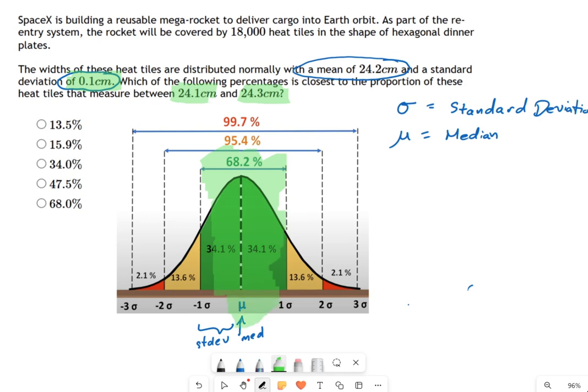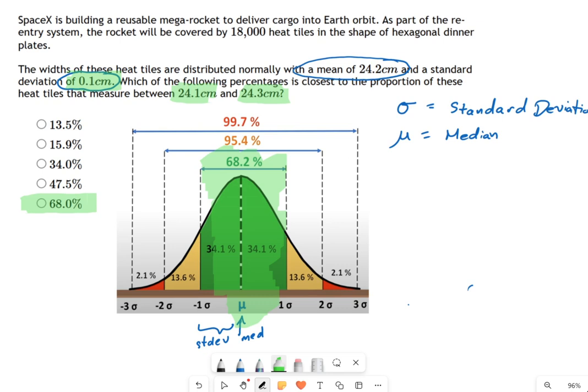This problem is working right here, and it's saying, what's the total number of tiles in that region? Well, if you add up 34% and 34%, it is approximately 68%. That's the percentage of tiles, roughly speaking, between one standard deviation below and one standard deviation above.